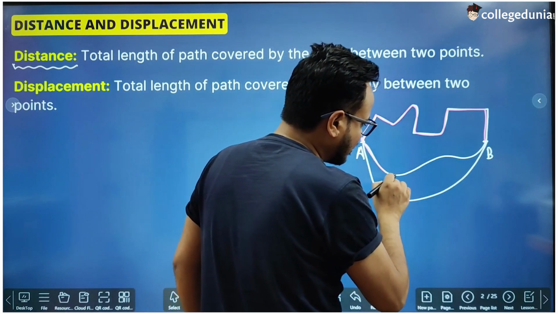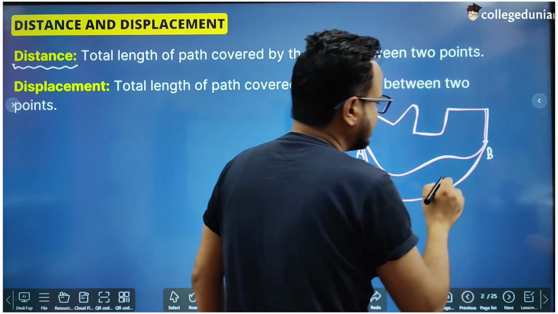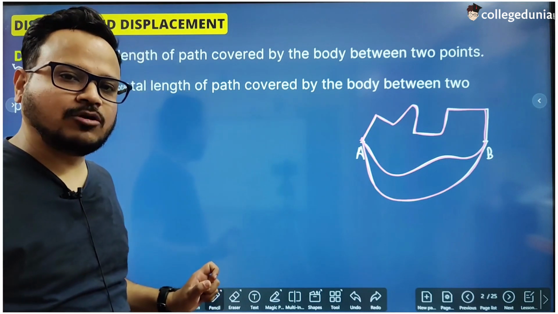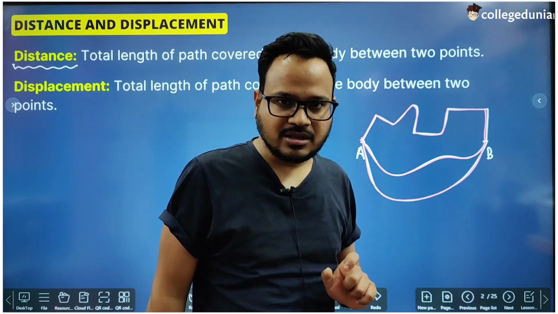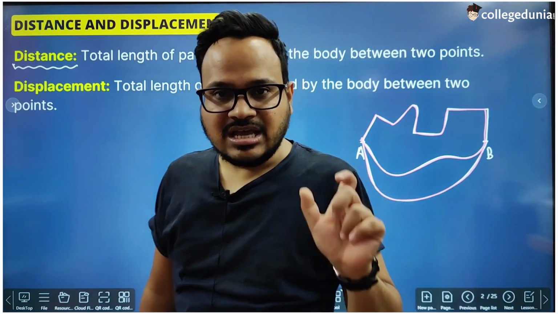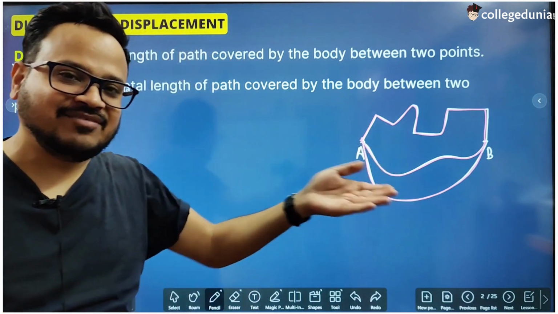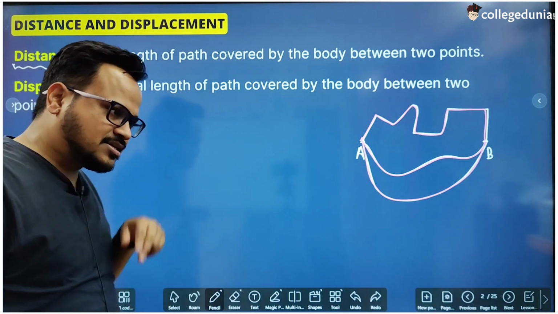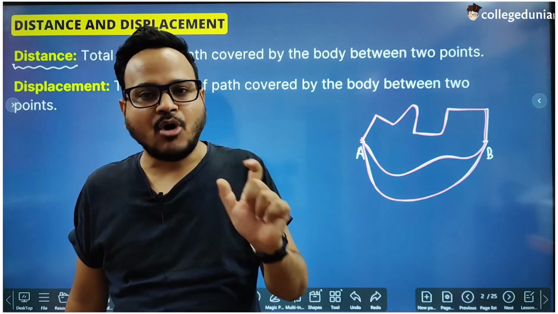And in the second case, the length of this path is distance. In the third case, the length of this path is distance. So it is always the length of the path covered by the body. If the body is not moving, we cannot find the distance. The odometer which is present in your cars is there to note the distance, right? Even if the car is moving backwards, it will increase, it will not decrease even when the car is in reverse mode, because the distance is always the distance covered by the body in any direction.